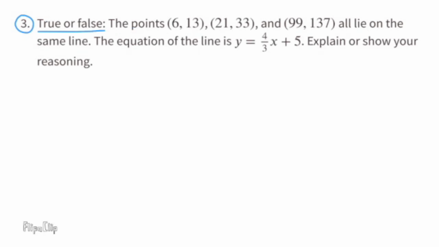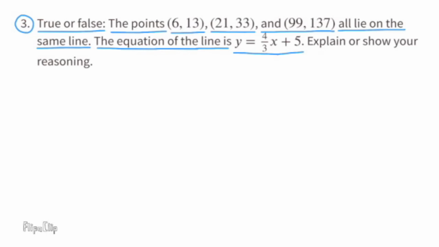Problem number 3. True or false? The points (6, 13), (21, 33), and (99, 137) all lie on the same line. The equation of the line is y equals 4/3 x plus 5. Explain or show your reasoning.